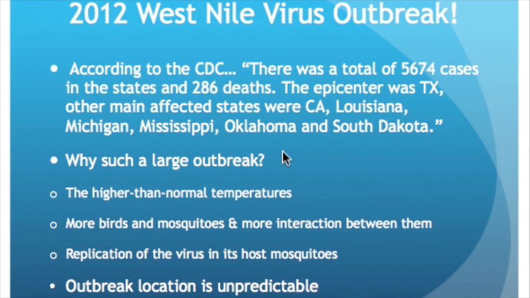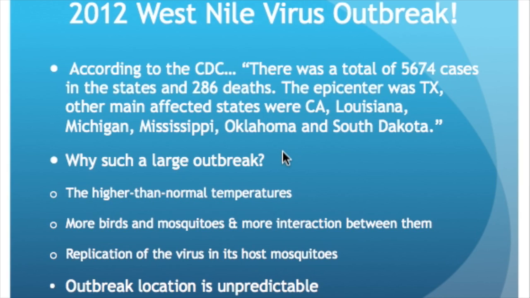In 2012, the U.S. had the biggest West Nile virus outbreak they had ever seen. According to the CDC, there was a total of 5,674 cases in the states and 286 deaths. The epicenter was Texas, and other main affected states were California, Louisiana, Michigan, Mississippi, Oklahoma, and South Dakota.